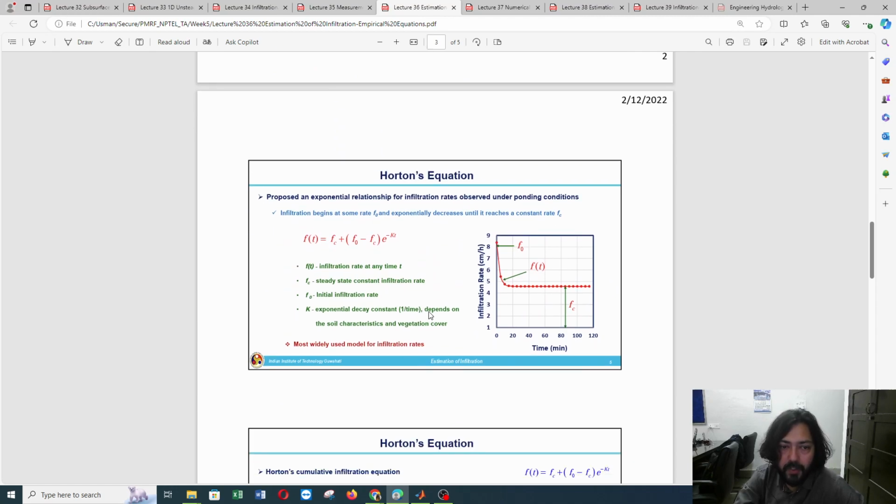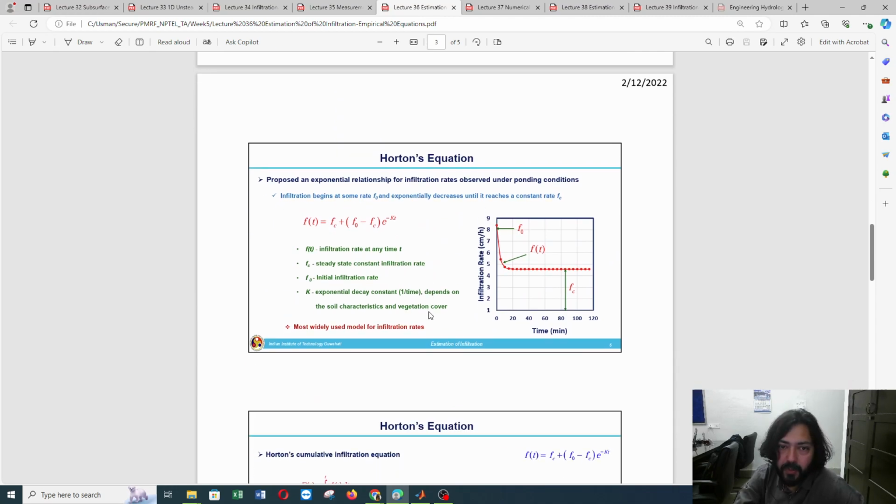Similarly for Horton's equation, Horton proposed an exponential relationship for infiltration rate observed under ponding condition. So what is ponding condition? In the previous case, when the intensity of rainfall is more than the infiltration potential, the amount of rainfall that is coming is more than the capacity of the soil to absorb it. In that condition ponding will occur. That is nothing but ponding condition. I think we will cover this next week in more depth, like what is ponding and the time of ponding and everything.